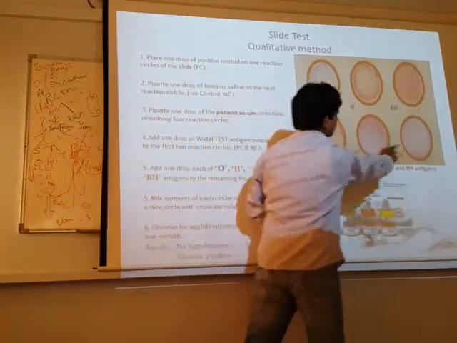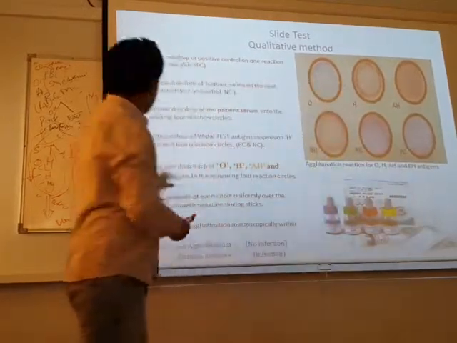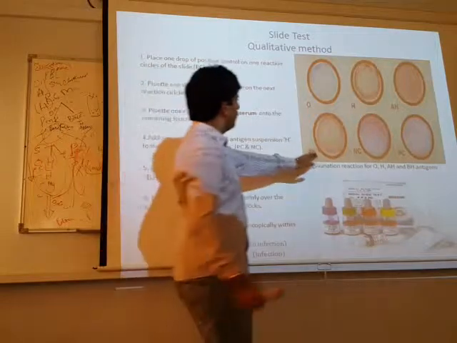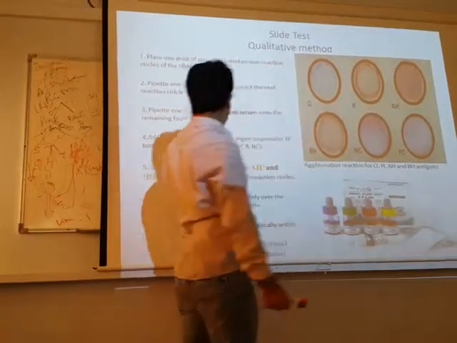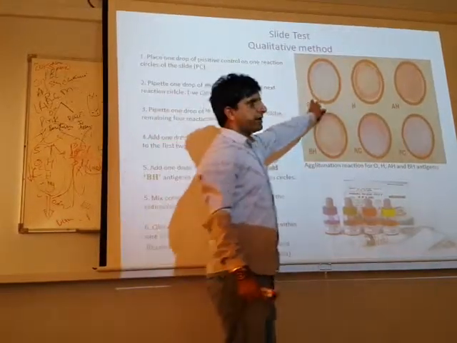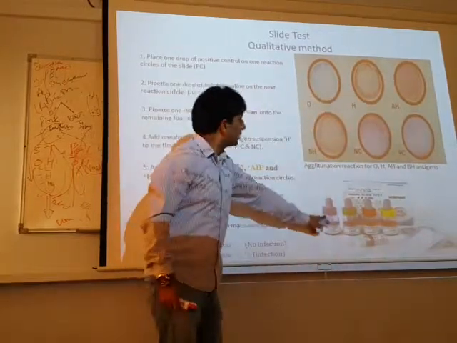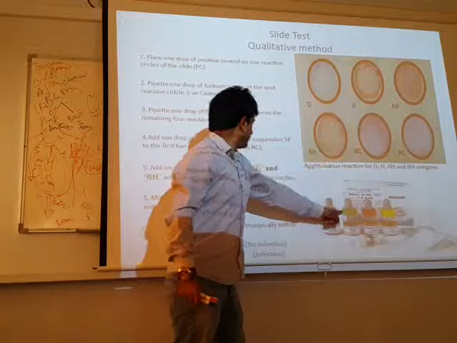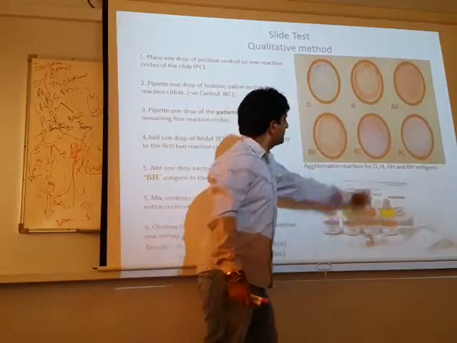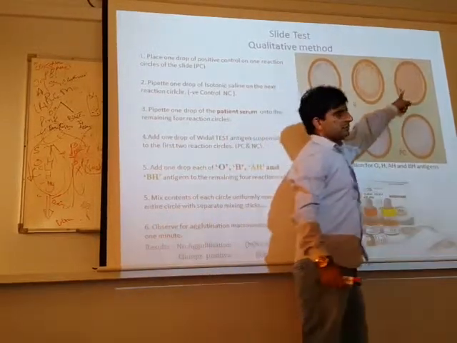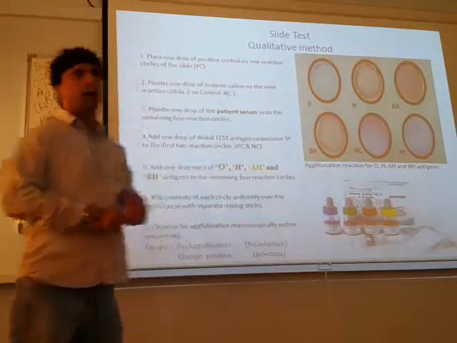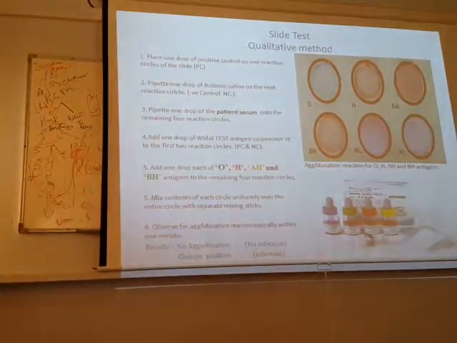Vidal test first here and here. Then finally, add 1 drop of O, 1 drop of OH: O here, H here, AH here, and BH here. Blue color here, green color here, red color here, yellow color here. Okay? And then, again, we drop each one.